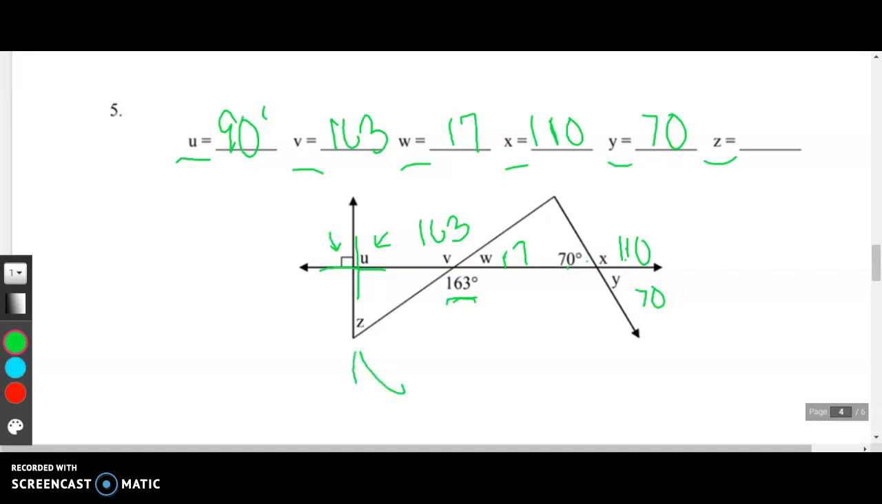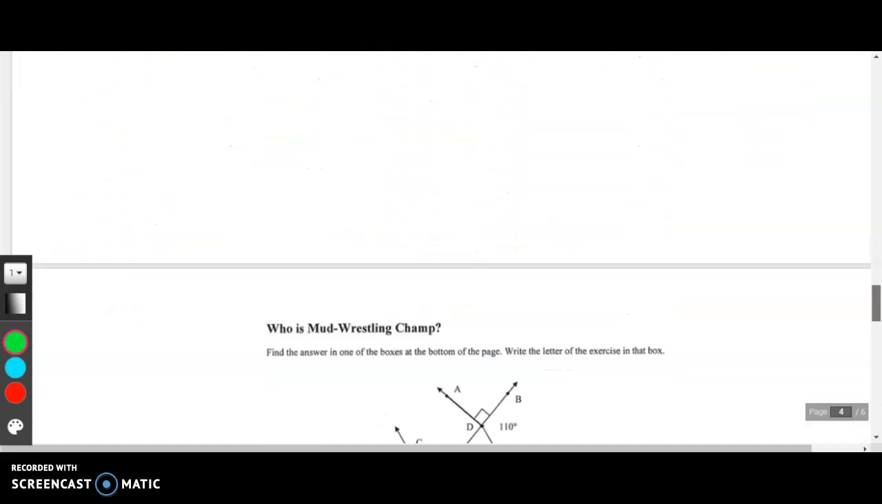And then finally, Z, we kind of have to go back to what I just talked about, which was the fact that triangles add to 180. If W is 17, then that means that this angle is 17. And if this angle is 90, that means that this angle is 90. So if I have 90 plus 17, I have 107, which means that Z, if this triangle has to add up to 180, Z has to be 73 degrees. Okay, that's not going to be on your quiz, but it's an important piece of information to know.